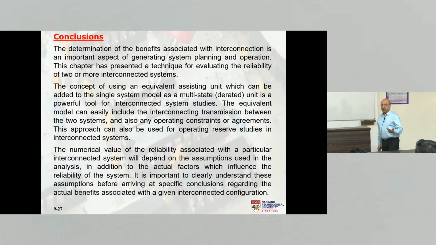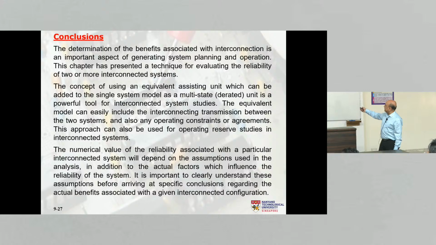So if you're keen, you can also look into that, but that's usually a little bit more clumsy as opposed to the equivalent assisting unit technique. So that's why I'm picking the method which I believe you should be able to handle more easily, and you can even program it. The concept of using an equivalent assisting unit which can be added to a single system as a multi-state unit. It could be a two-state unit, three-state, four-state, depending upon how much it can assist and how much can move through the tie line, right?